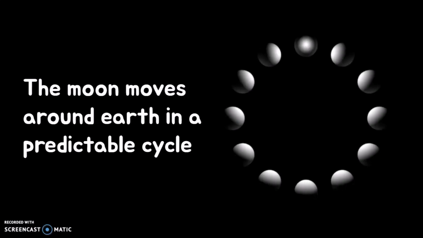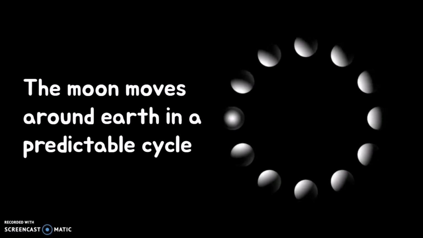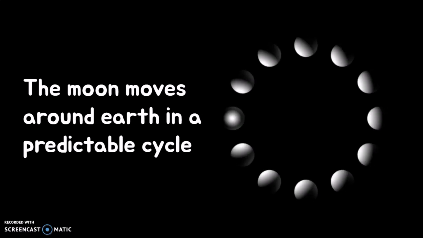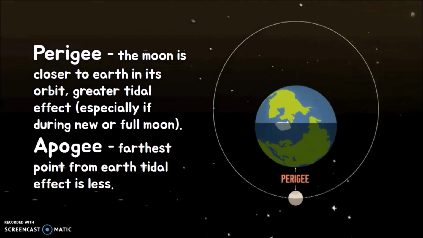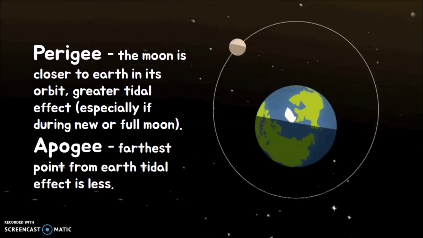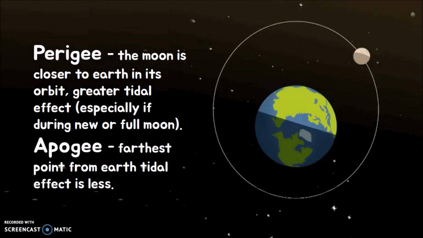Now, the moon moves around the Earth in a predictable cycle, and we're going to talk about the moon's movement and cycle in tomorrow's lesson, but because of the cycle, the tides are also going to be going in a predictable cycle. For example, when the moon is closer to the Earth in its orbit, it's going to have a greater tidal effect, and this is called perigee.